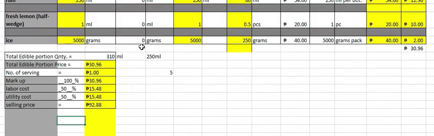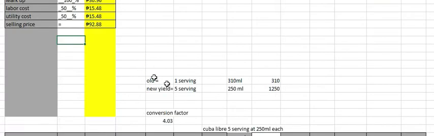Now, to make your one serving of rum and coke or Cuba Libre into 5, you only need 350 ml out of 310, supposedly.